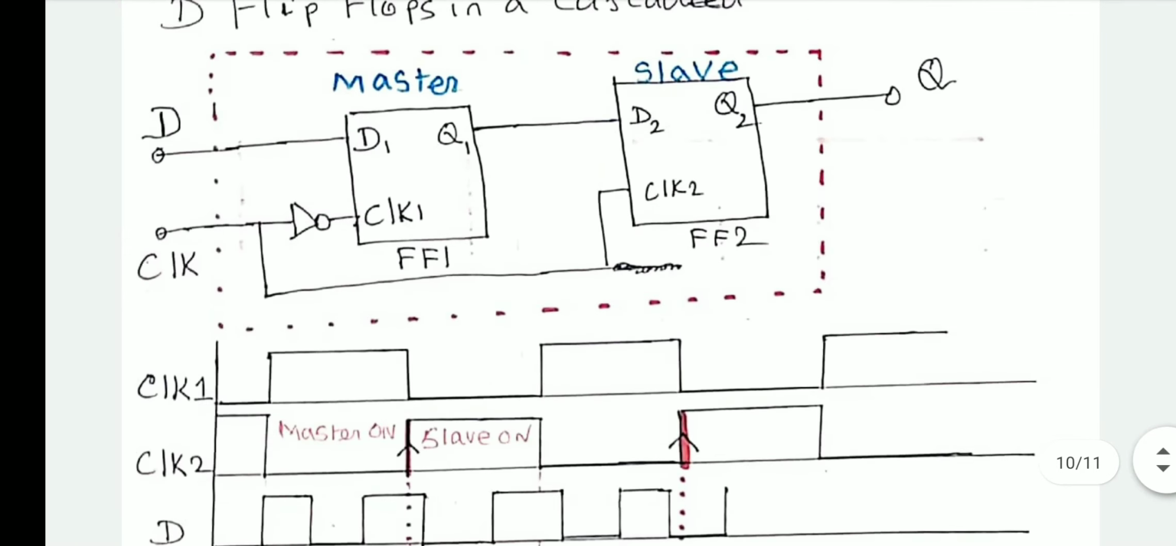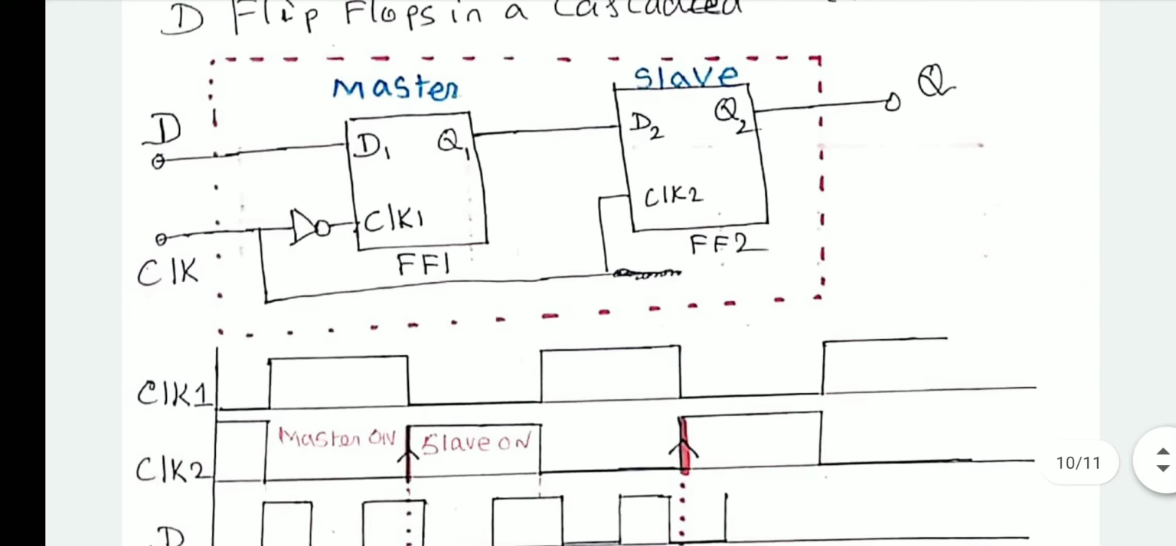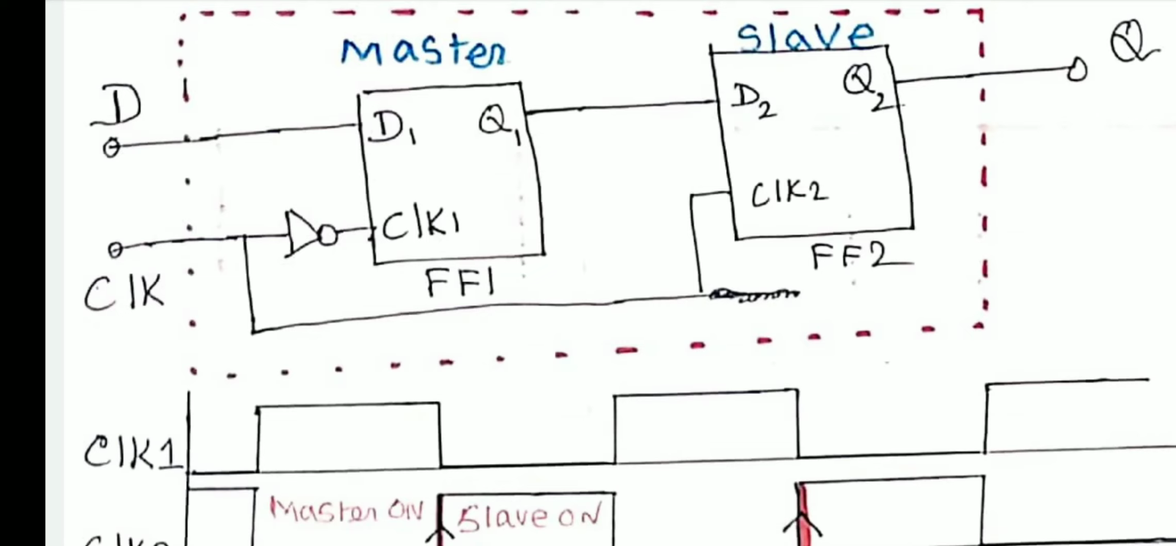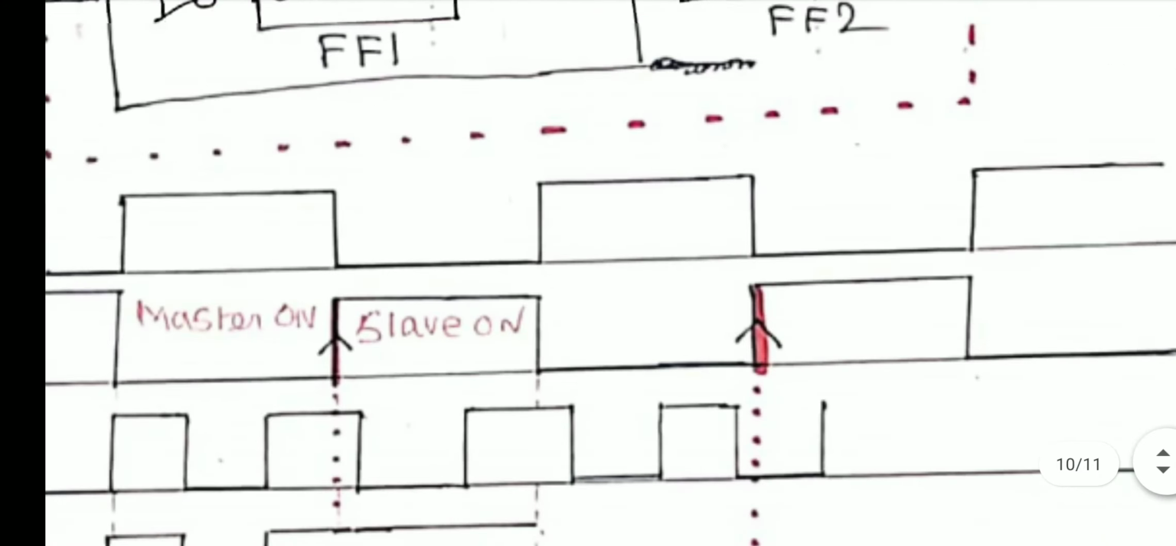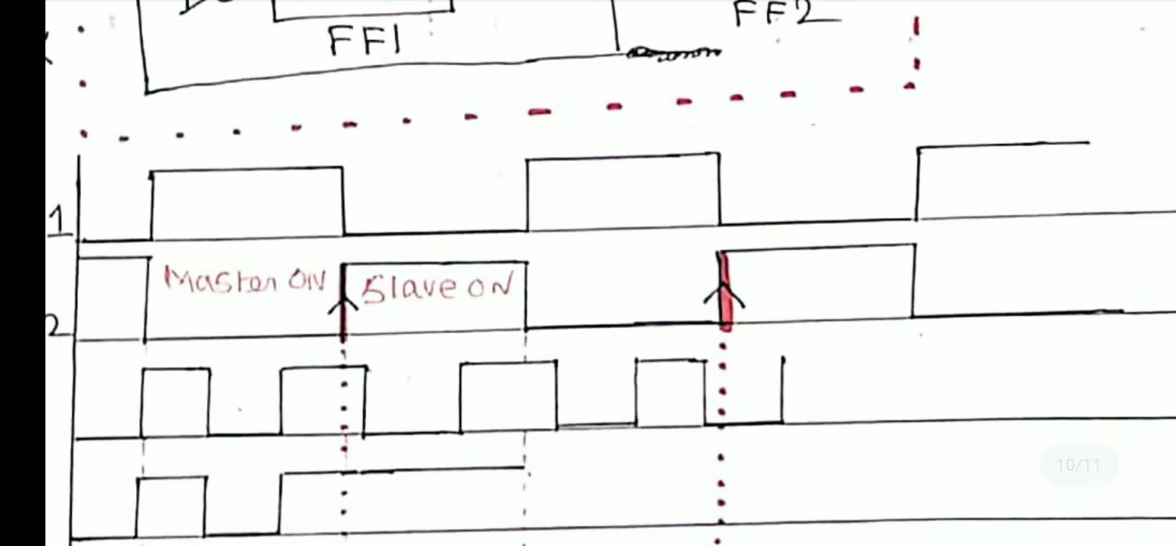So here, by construction, we have selected two positive level triggered D flip-flops connected in a cascaded manner, and the clock pulse is given. The master and slave receive the inverted clock pulse. When master is on, slave is off; when master is off, slave is on. Hence only during the transition does the output Q change, that is, from 0 to 1. Only when the input clock changes from 0 to 1 does the Q output change. That is nothing but the circuit responding only to the positive edge. That is why it is called a positive edge triggered flip-flop.